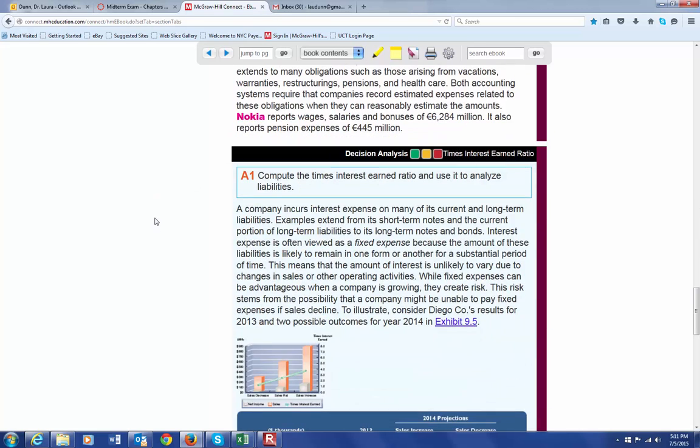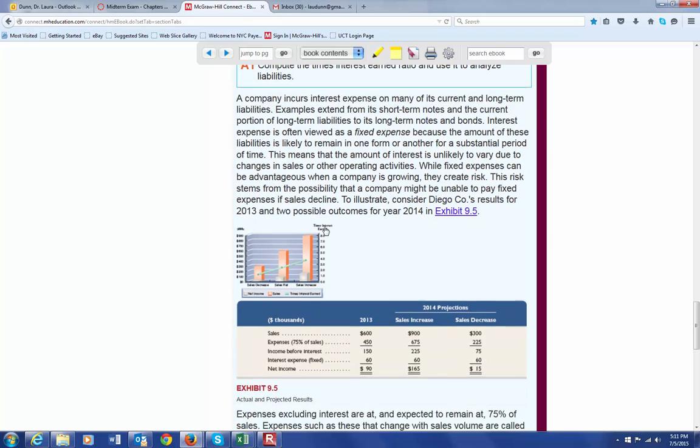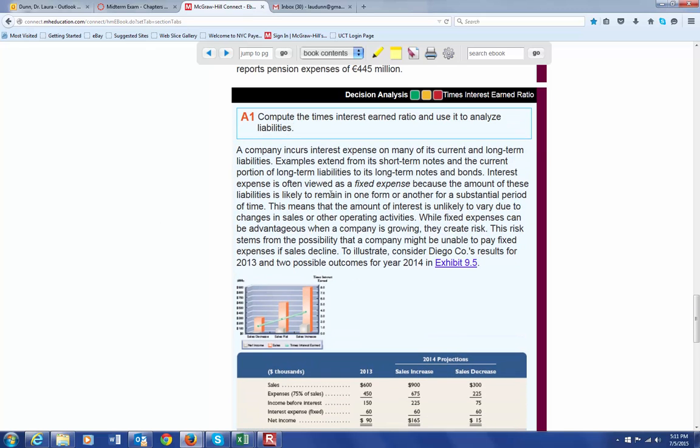All right, I would like to mention this section here that, again, talks about a ratio that can be used to help decision makers make good decisions about investing in a company.